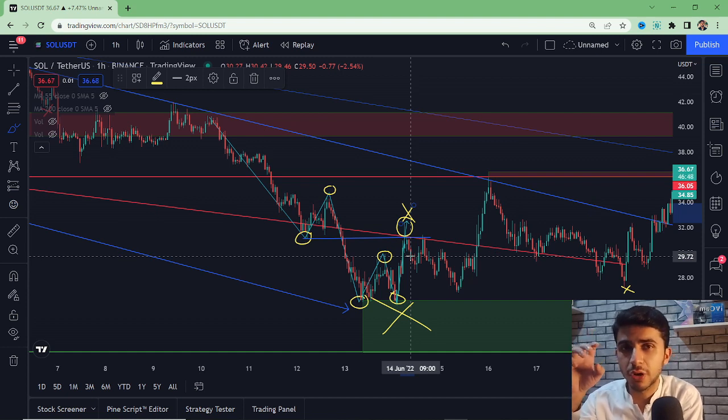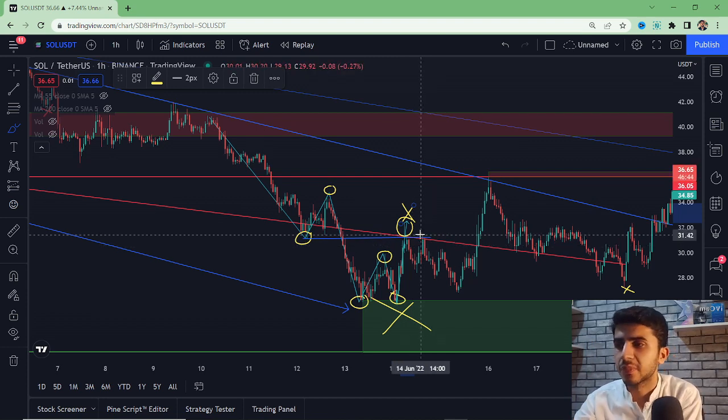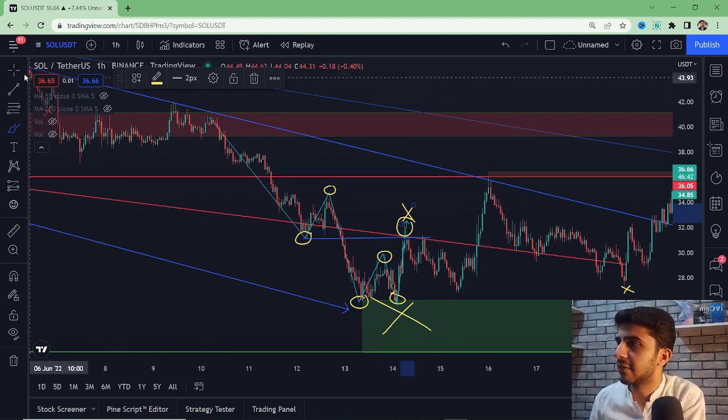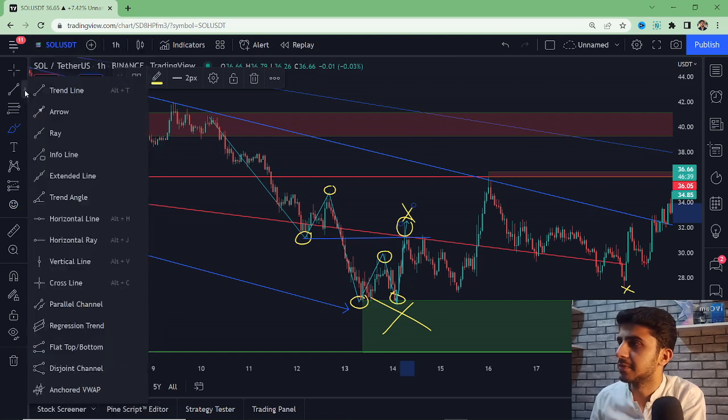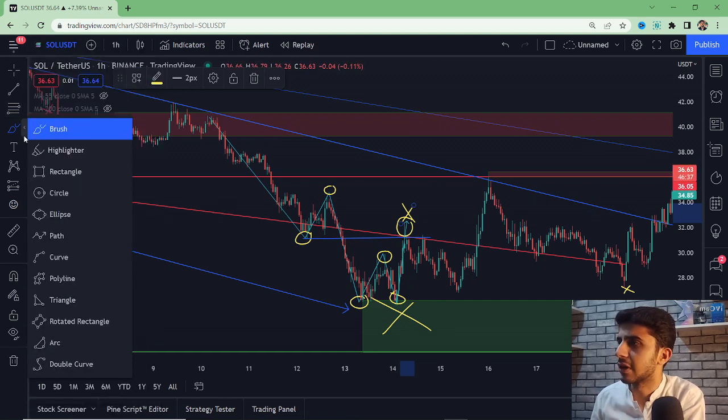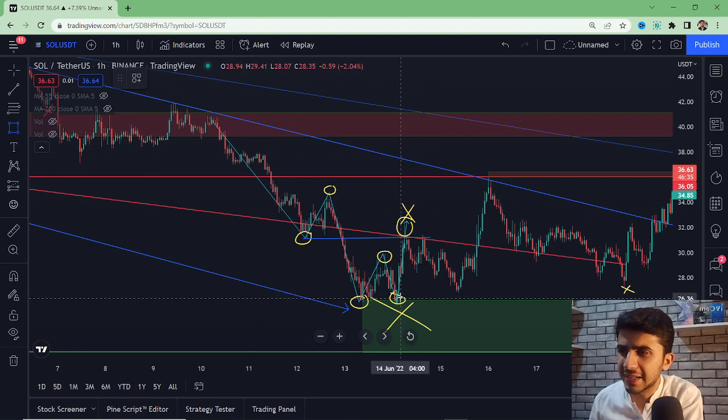Now what they are going to try to do is push the price towards the previous area. That area would be right there. Let me just grab it. That would be slightly above this one.